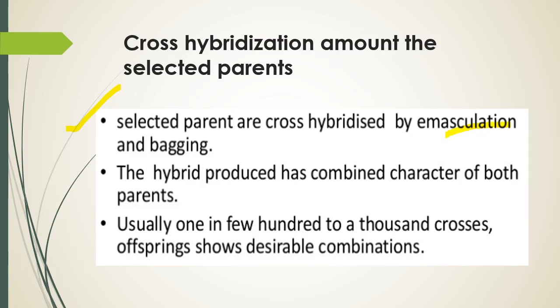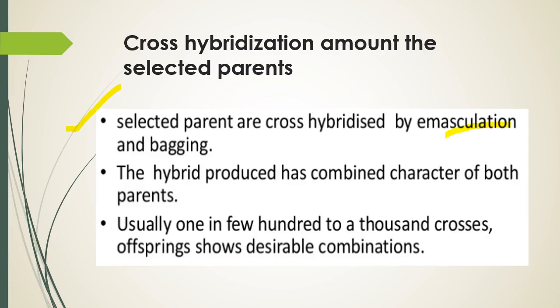While doing the cross hybridization, what is the emasculation method? You are selecting two parents. From one parent you want the pollen grain, and the other parent is good in its developmental stages. You collect the desired pollen grain and dust it on the stigma of another plant of the same species. If it is a bisexual flower, you know that both the sexes are present and they have their own pollen grain. You have to remove the self pollen grain first. If the self pollen grain falls on the flower, then you are not going to get any hybrid variety.